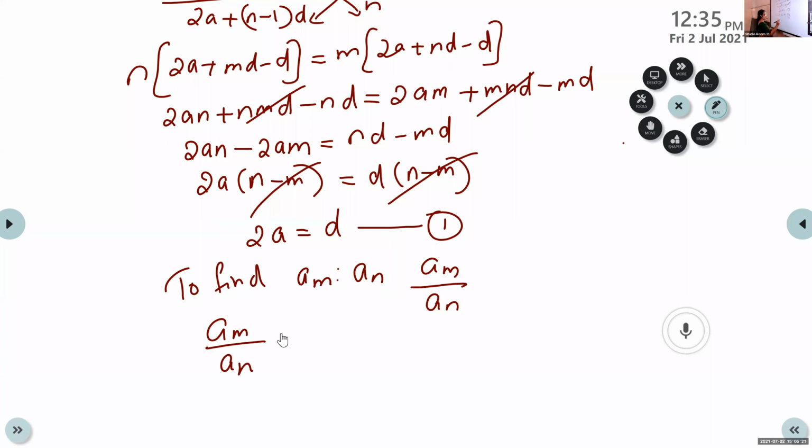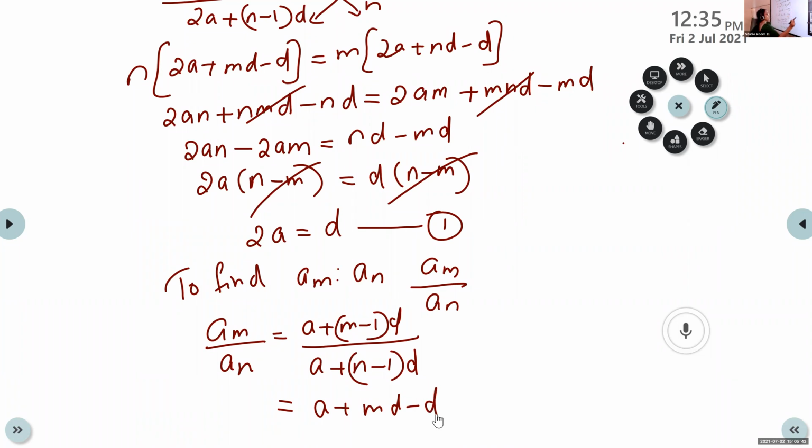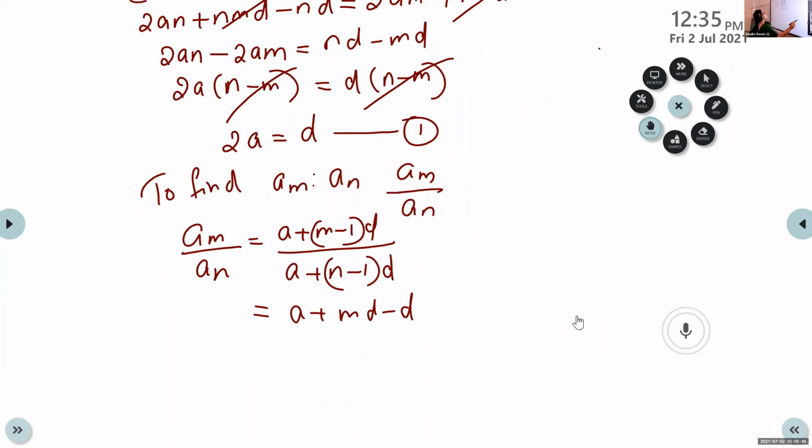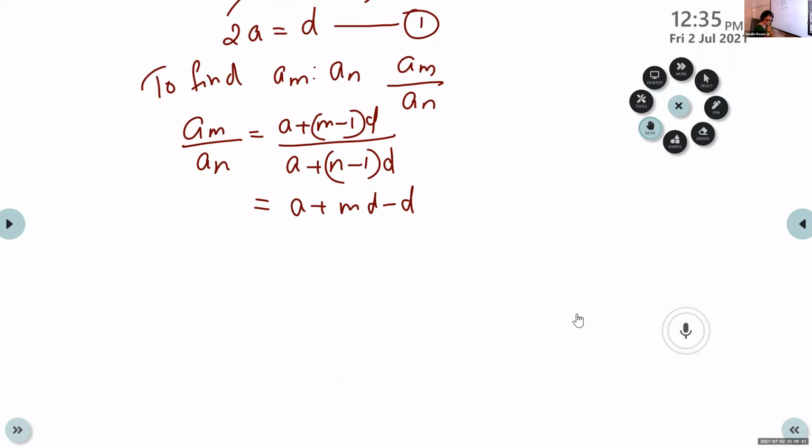am by an equal to a plus m minus 1 into d, and this is a plus n minus 1 into d. We can substitute d is 2a. So this is equal to a plus md minus d. First of all, remove the bracket. After that, we will substitute, divided by a plus nd minus d.